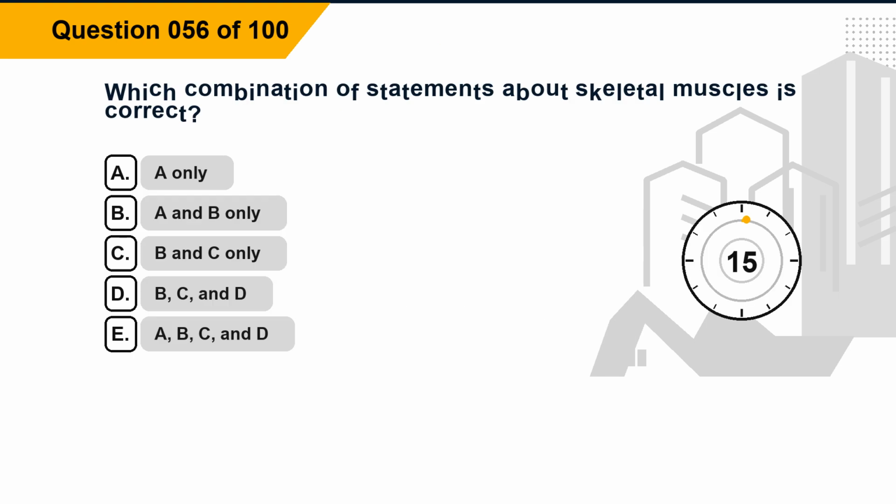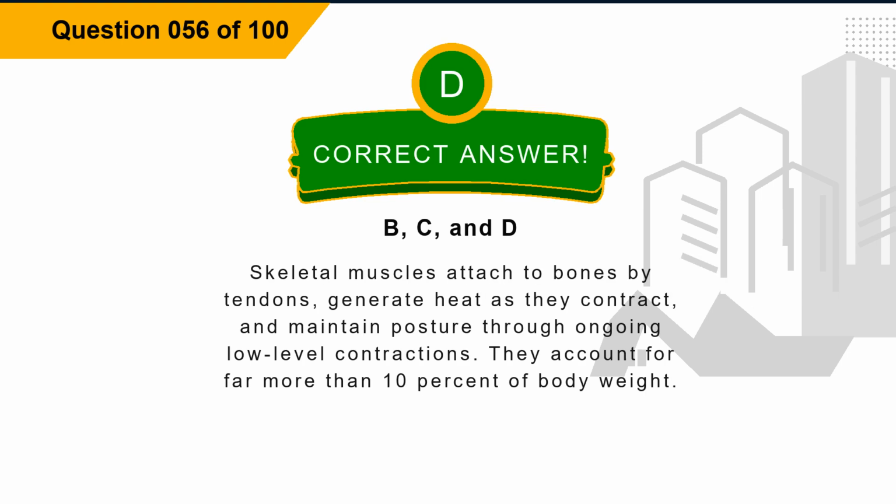Question 56. Which combination of statements about skeletal muscles is correct? Option A only. Option B, A and B only. Option C, B and C only. Option D, B, C, and D. Option E, A, B, C, and D. The correct answer is option D, B, C, and D. Explanation. Skeletal muscles attach to bones by tendons, generate heat as they contract, and maintain posture through ongoing low-level contractions. They account for far more than 10% of body weight.